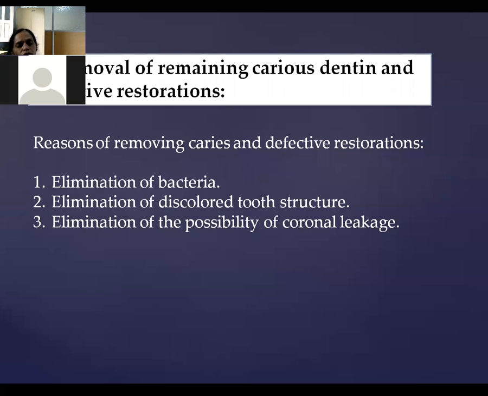Other than this, we have to remove all discolored tooth structure. Discolored means they have some toxins, isn't it? There are two types of dentin, affected dentin and infected dentin. Infected dentin has bacteria and that's why it is soft. Affected dentin doesn't have bacteria, but it has toxins. How do we differentiate them by color and feel? Affected dentin is strong, but it is discolored. It is not completely demineralized, but it has some toxins. So we have to remove that also.